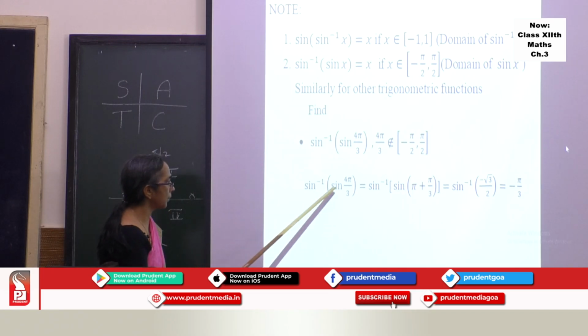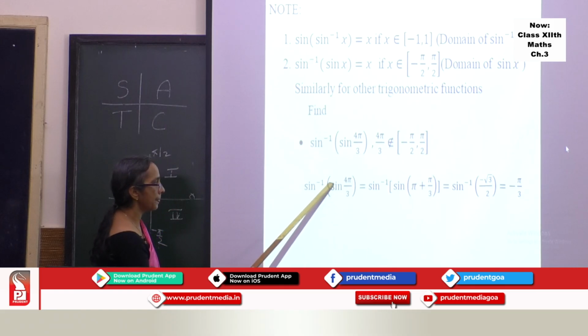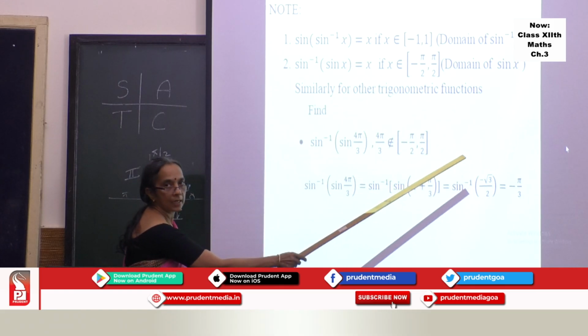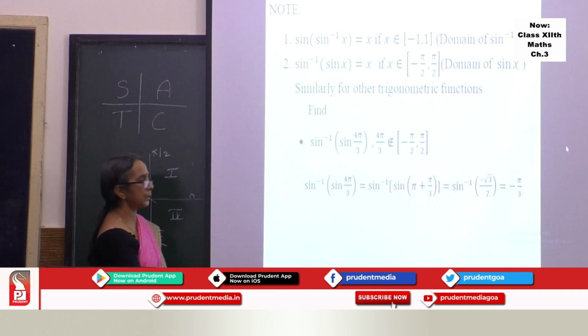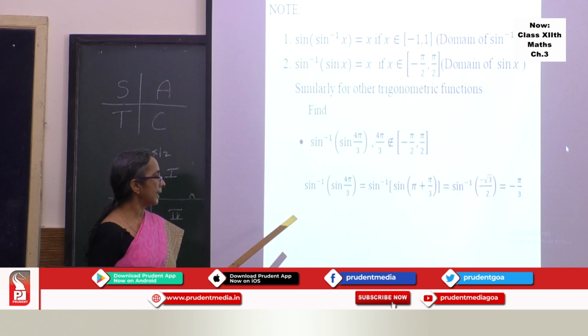So, if you know, there is no need of doing all this. If you know it is a negative value, so it should be an angle in the fourth quadrant between minus pi by 2 and 0. So, you can directly write minus pi by 3.